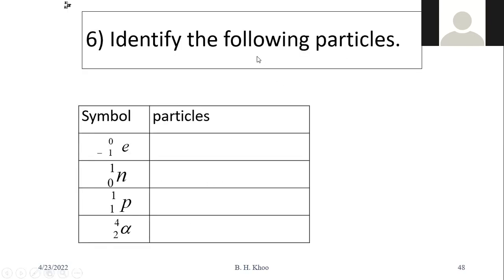What is this symbol for? Electron. This one? Neutron, proton, alpha. Okay, good.